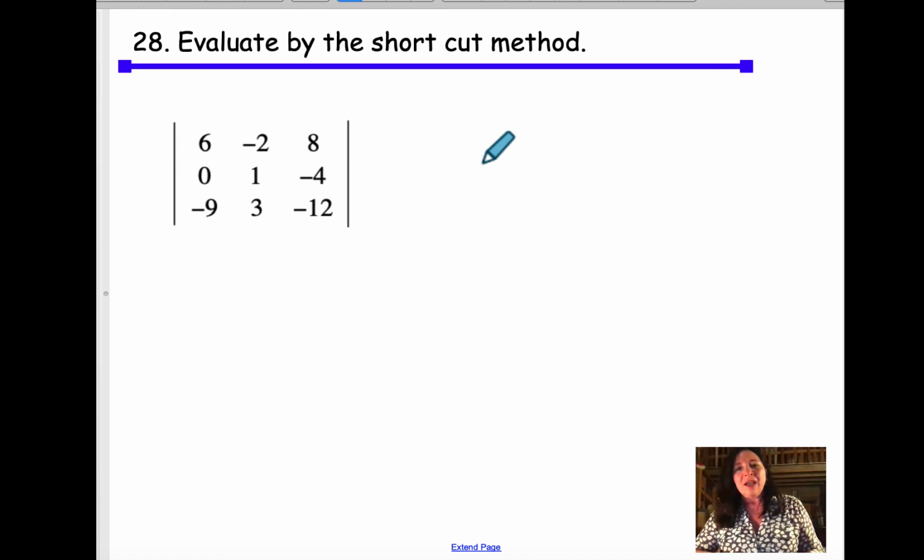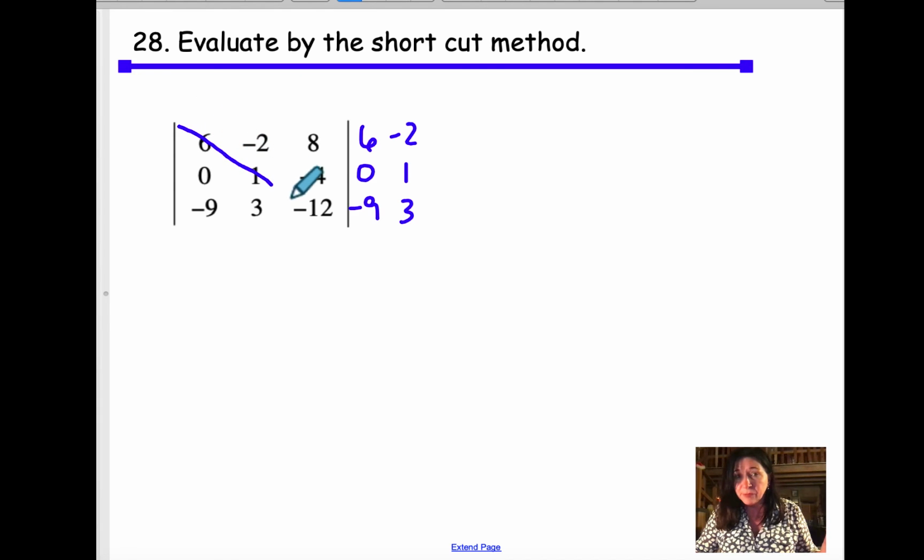See? We're doing good. Now, this was the shortcut method. This was just where we rewrote the first 2 columns, right? These are columns. So you went 6, 0, -9, -2, 1, and 3. And so rewriting the first 2 columns, after I did that, I would just go like this. 6 times 1 times -12. So 6 times 1. Okay, hold on. I actually would do this on my calculator, I think. 6 times 1 is 6, right? And then times 12 is 72. So that would be parentheses, -72.